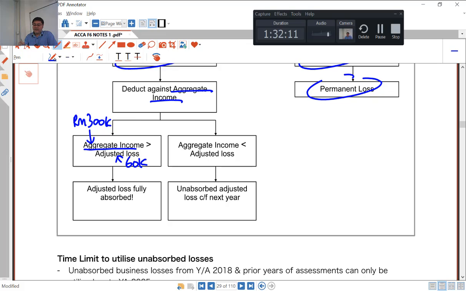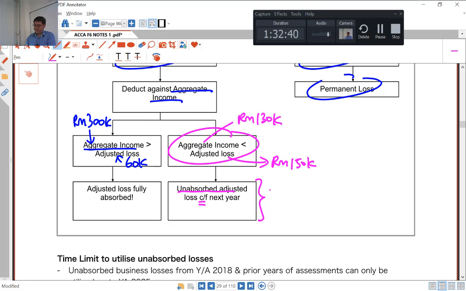No issue. Now the issue comes the moment your loss is more than the aggregate income. Like for example, if you have 130,000 aggregate, but your loss is 150. So 130 minus 150, you can't deduct that. Now that will result in what we call an unabsorbed loss that you will carry forward. Okay. Now this will bring us to two questions. One, where to claim the brought forward loss, the position.